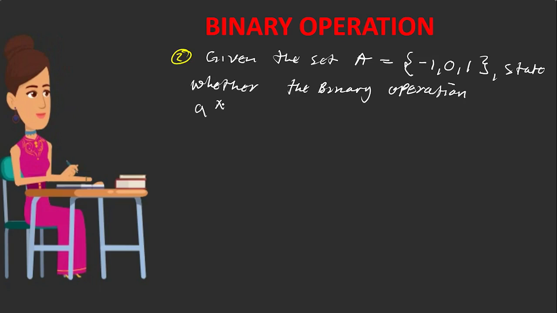A star B is simply equal to, let's say we have something like (A + B) squared plus AB. So we have been given this as our formula.